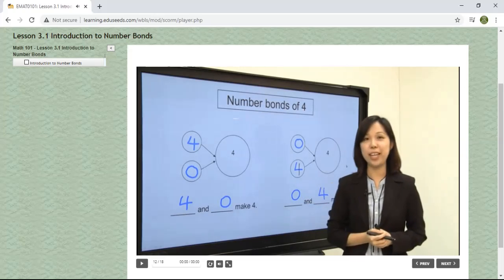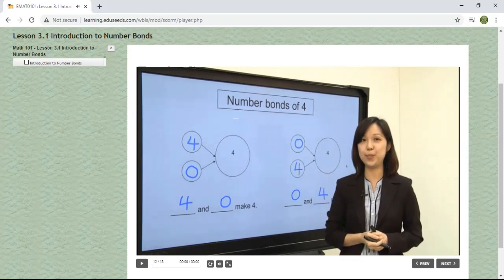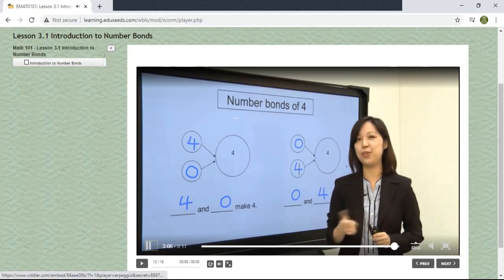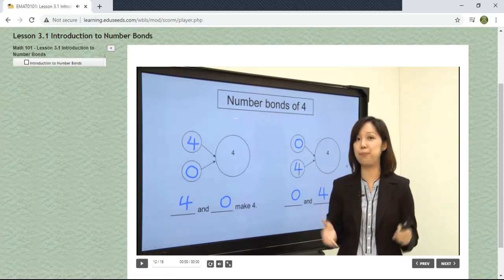Now I hope you find that the counter activity is useful for you in learning number bonds. Please feel free to use the counters as you go along, as you learn the number bonds of bigger numbers.